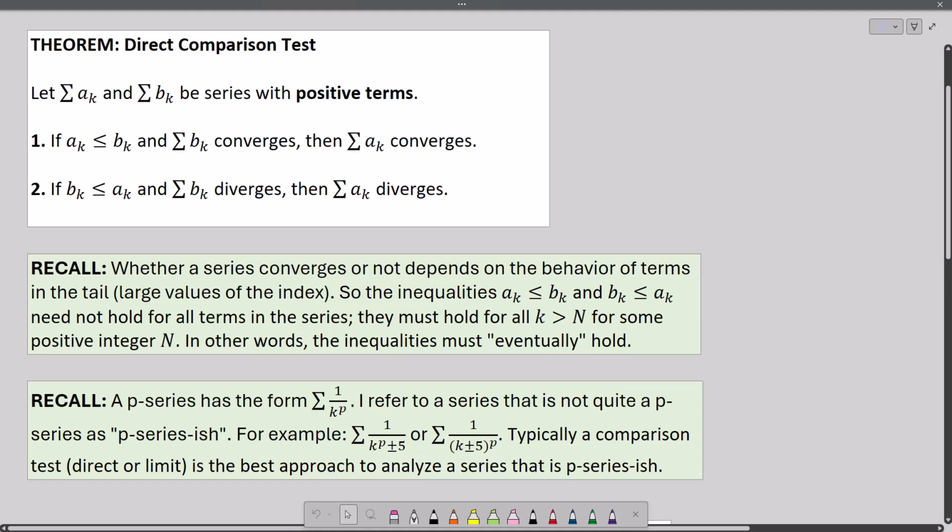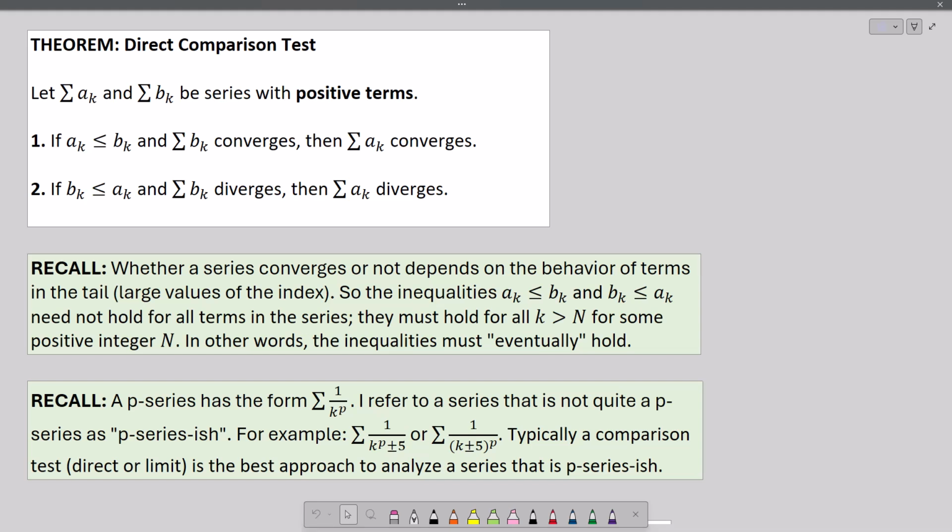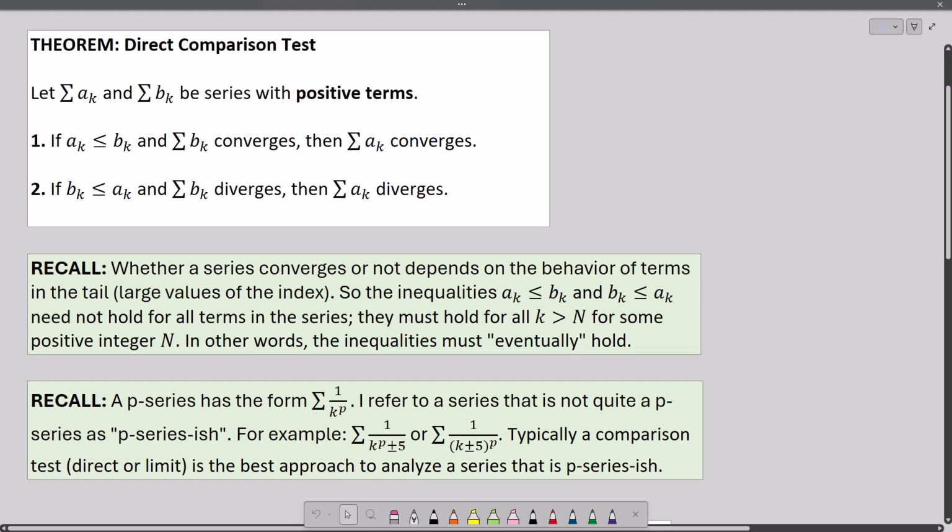We know that it diverges, the harmonic. Or it's going to be a P series that we know converges because P is bigger than 1, like 1 over k squared, something like that. So the B series, we know. It's a basic series that we already know converges or diverges. All right? And here are the two concepts.